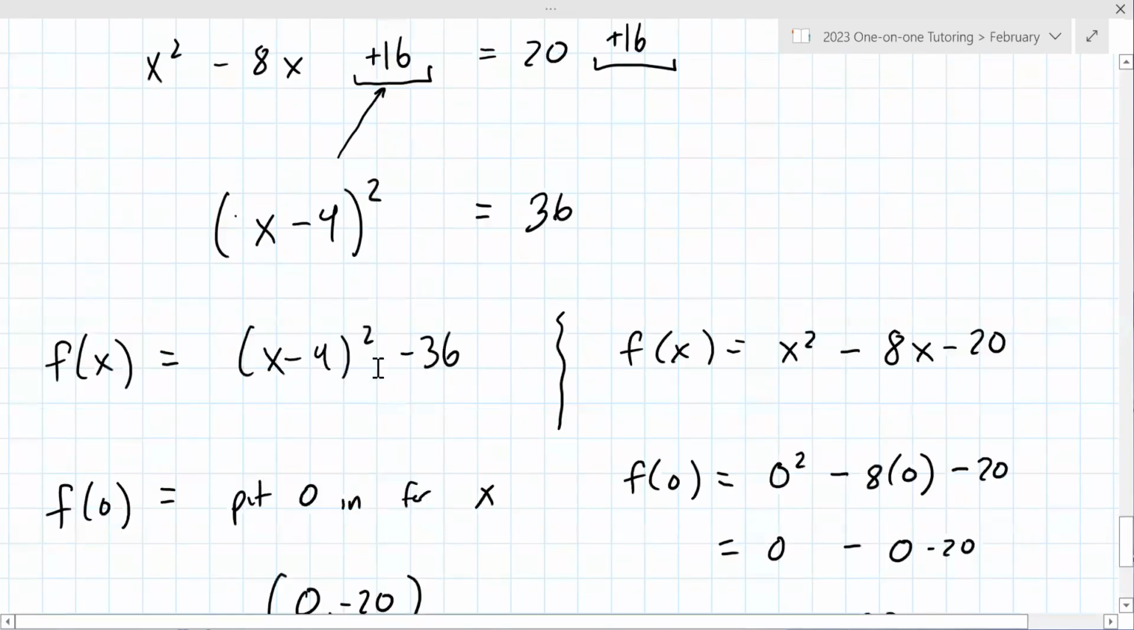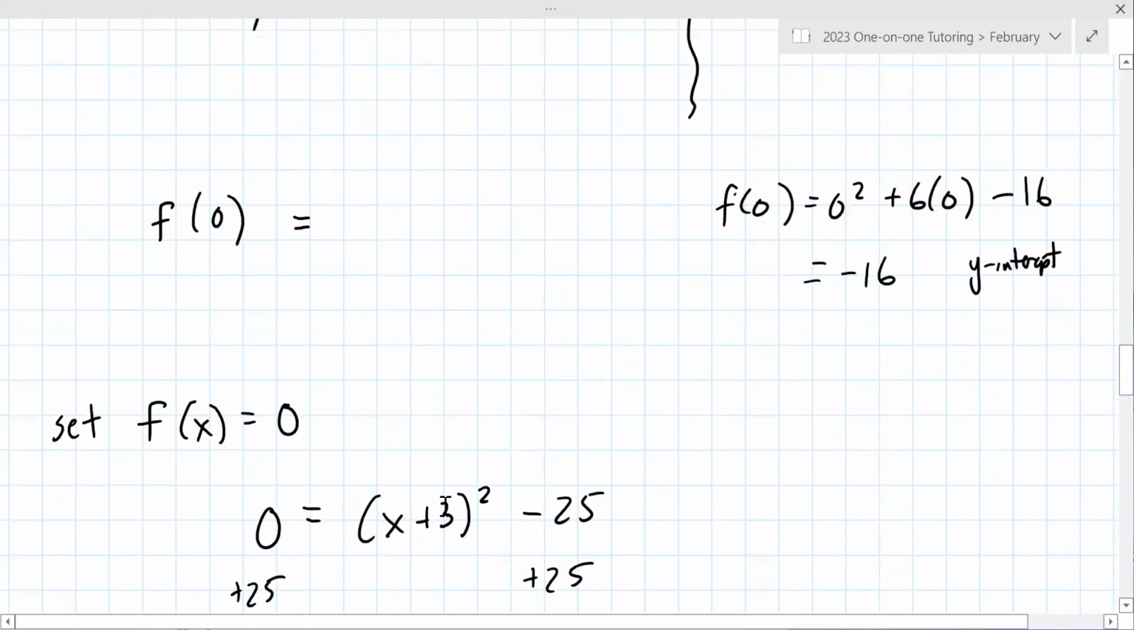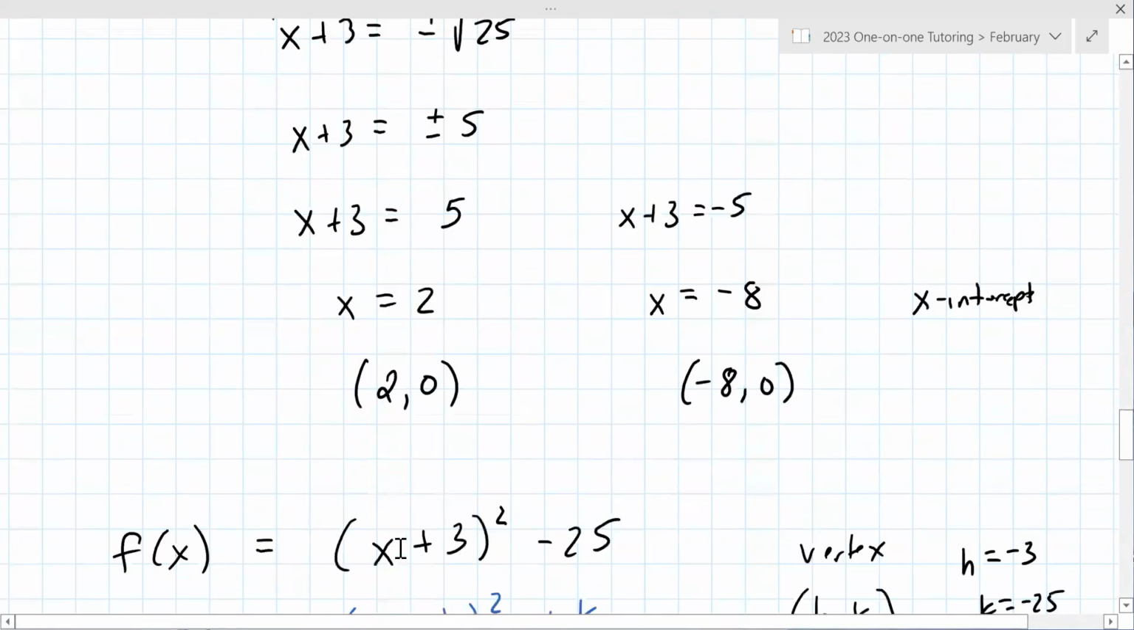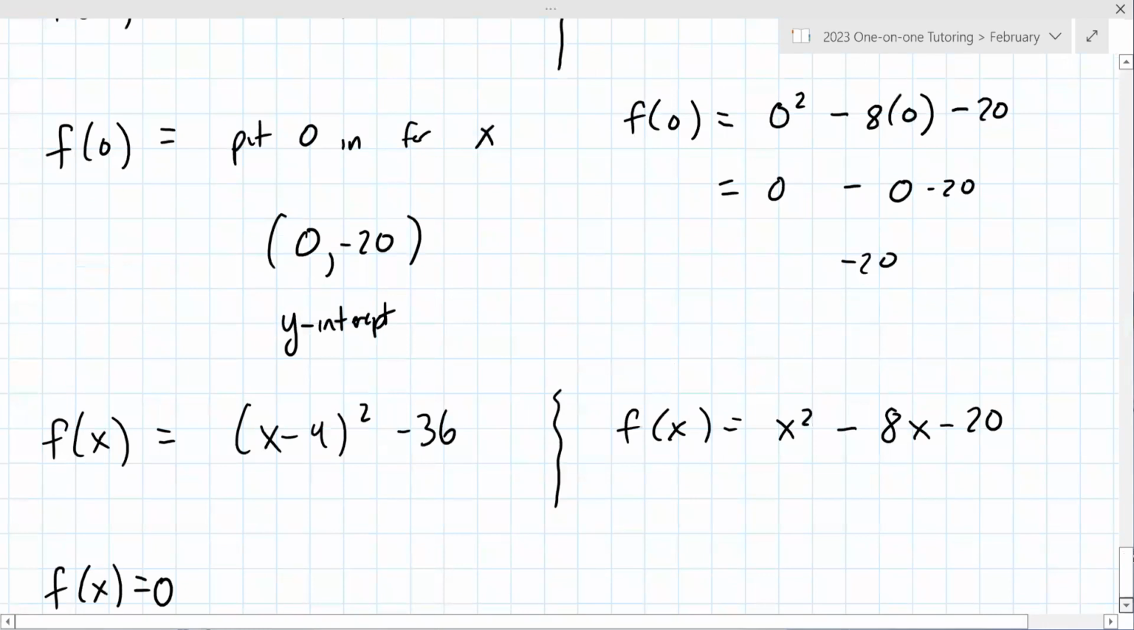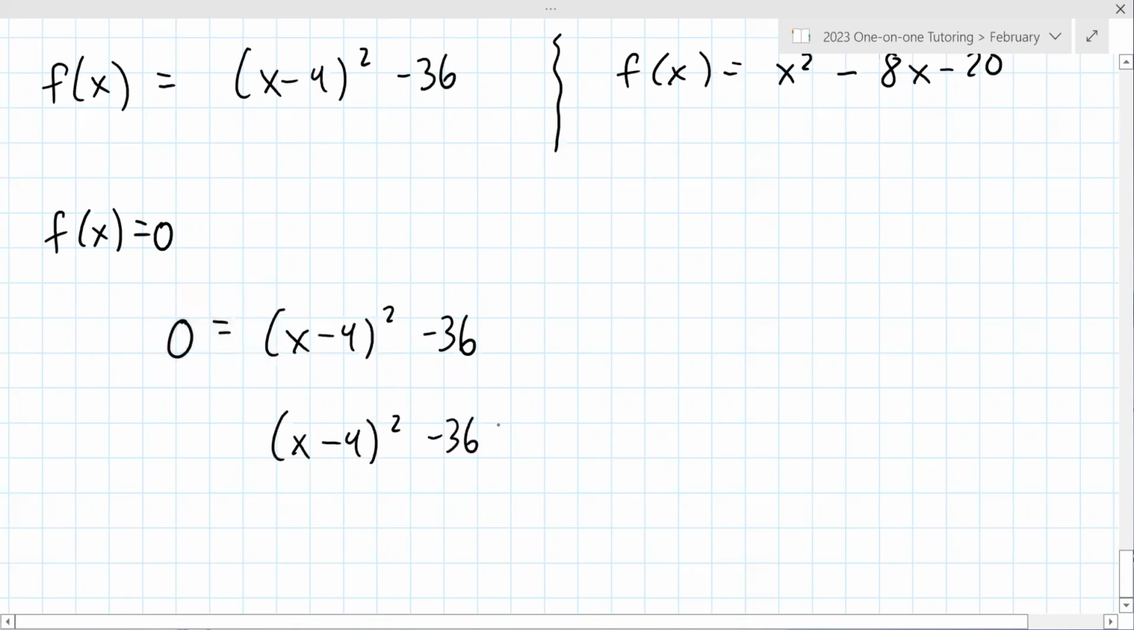I mean, we've been doing this all along here. If I go back up and look, when we set f of x equal to 0, we're always using the vertex form. Okay, so the left. Yes, and this is important. So 0 equals x minus 4 squared minus 36. Now I think it'd be easier if we put the 0 on the right. Okay, and then you're solving for x.